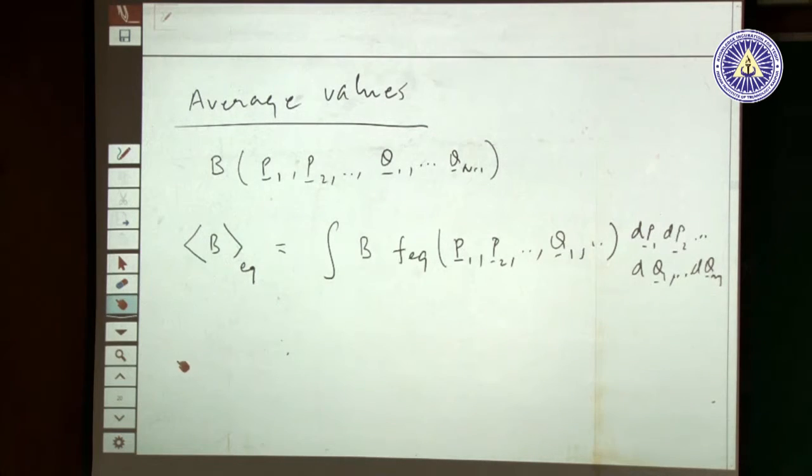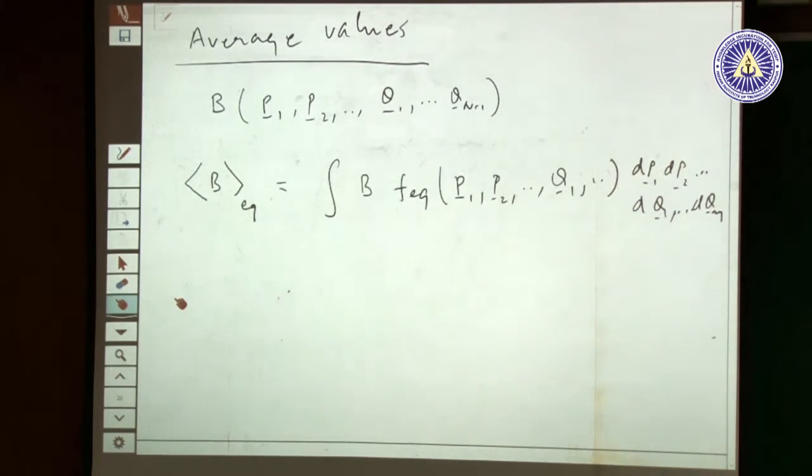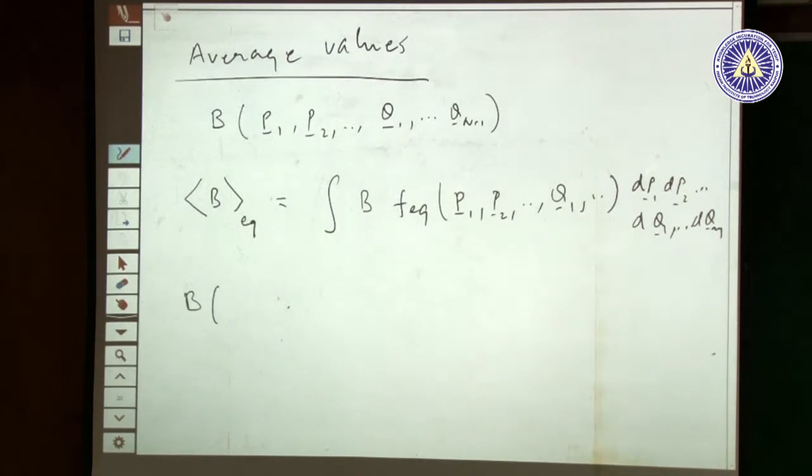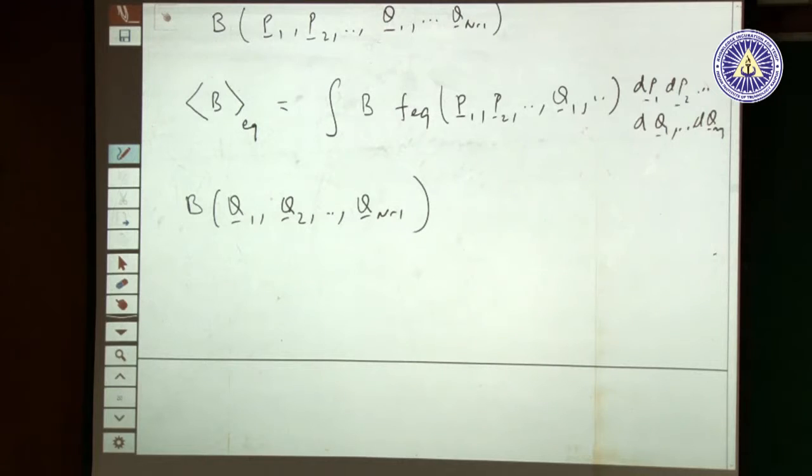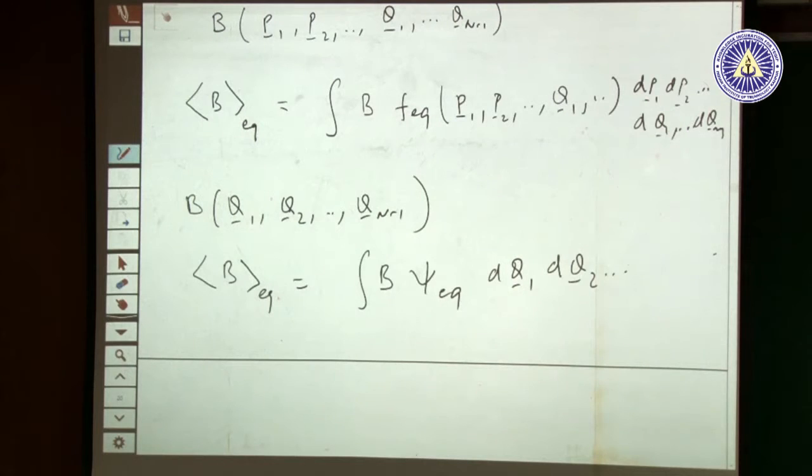Now, if B depends only on Q and not on momenta, right, then you could integrate out all the momentum dependence from F equilibrium and be left only with, so then B equilibrium would be the integral of B of Q times psi equilibrium dQ1, dQ2 and so on.